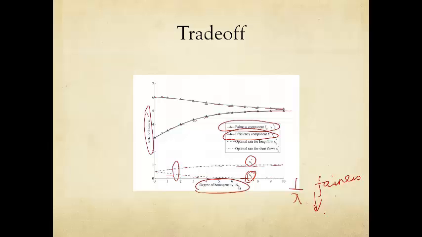And if you pick this lambda to be a specific value, like in alpha fairness, then you don't get the whole range of trade-off. You only get a specific point, like this point of trade-off.